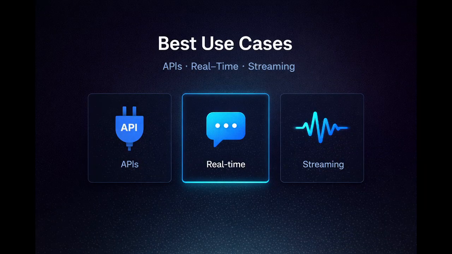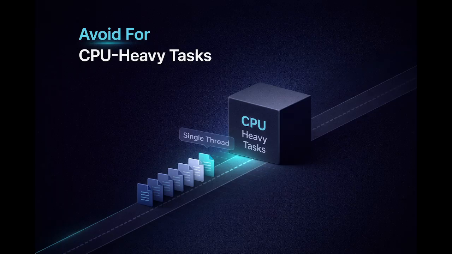Node.js is best suited for applications that need to handle many users but not heavy computations. Examples include APIs, real-time chat applications, dashboards, notification systems, and streaming services. Node.js is not ideal for CPU-heavy tasks like video processing or complex calculations. These tasks lock the single main thread and reduce performance for all users.